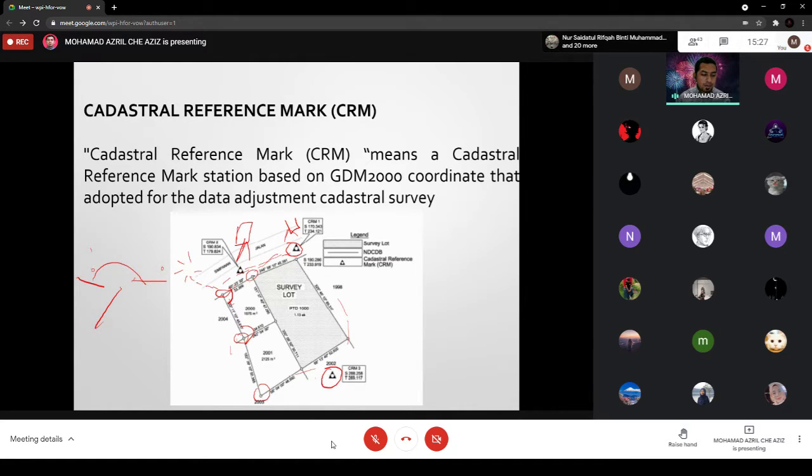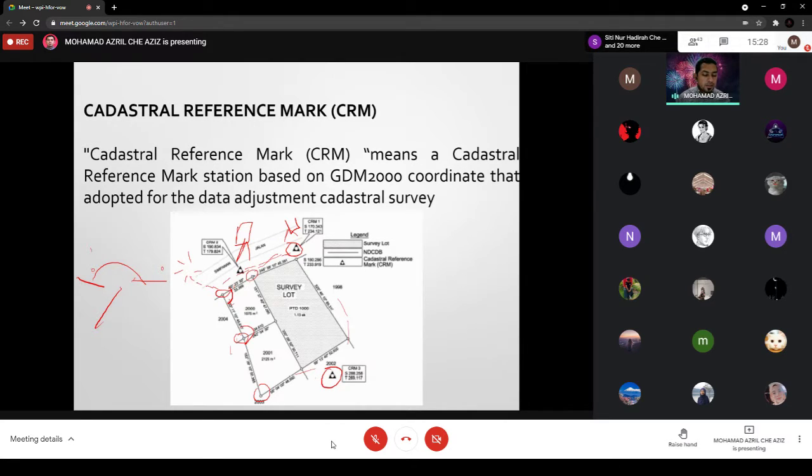Next, CRM mark must be established at a safe location. Okay, a safe area, safe in terms of, for example, upgrading of a route, so that it will not destroy the CRM that is already established.